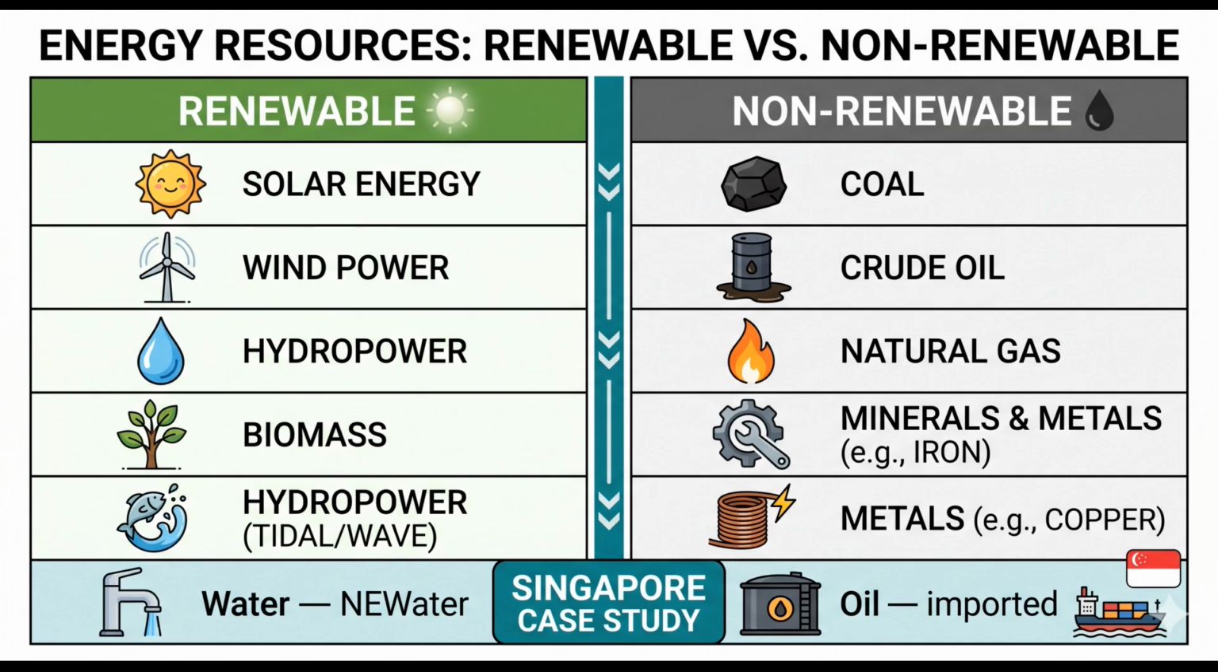Look at the Singapore examples at the bottom. Water is renewable here. Singapore recycles used water through NEWater and collects rainwater in reservoirs. Oil is non-renewable. Singapore has absolutely no oil reserves. Every drop of oil used in Singapore is imported.